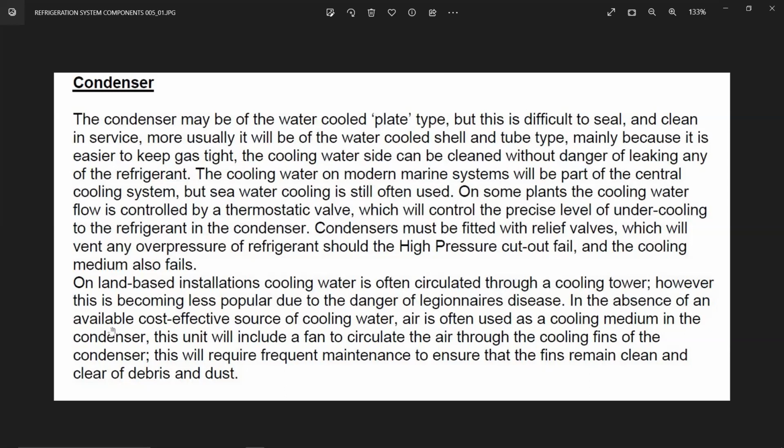In the absence of an available cost-effective source of cooling water, air is often used as a cooling medium in the condenser. This unit will include a fan to circulate the air over the cooling fins of the condenser. This will require frequent maintenance to ensure that the fins stay clear of debris. मतलब ये air type का भी आपका ये condenser नहीं होता है because this is generally there in your smaller container type के आपके जो refrigeration system होता है उसमें हो सकता है air type condenser. Generally, you always have the water cooled condenser.